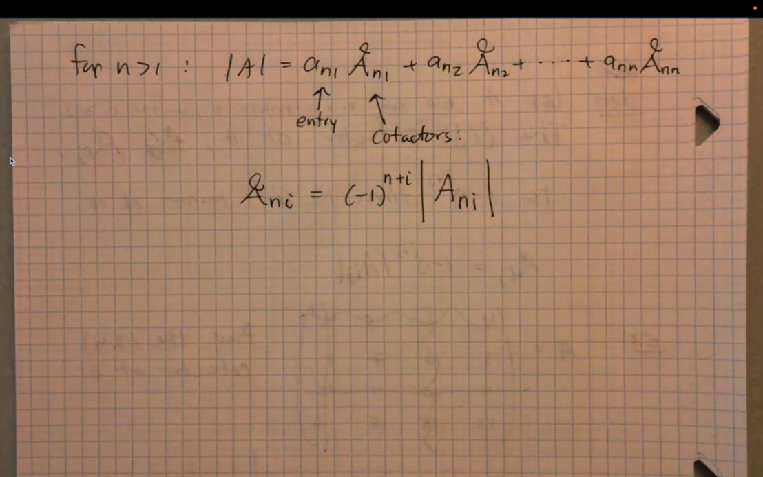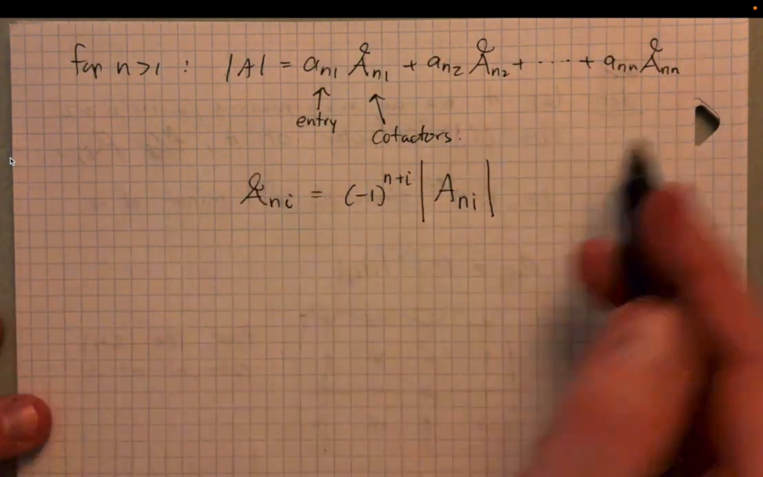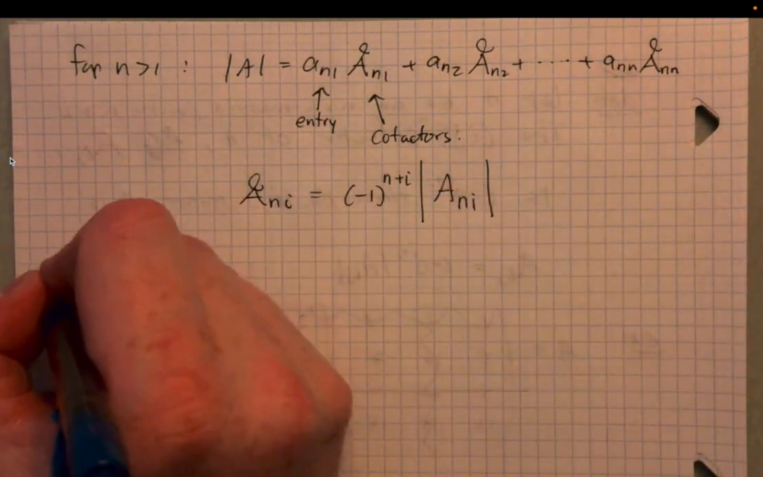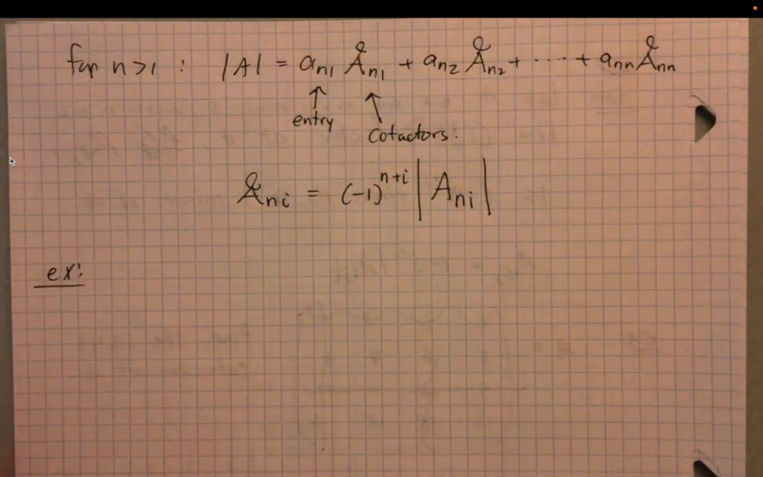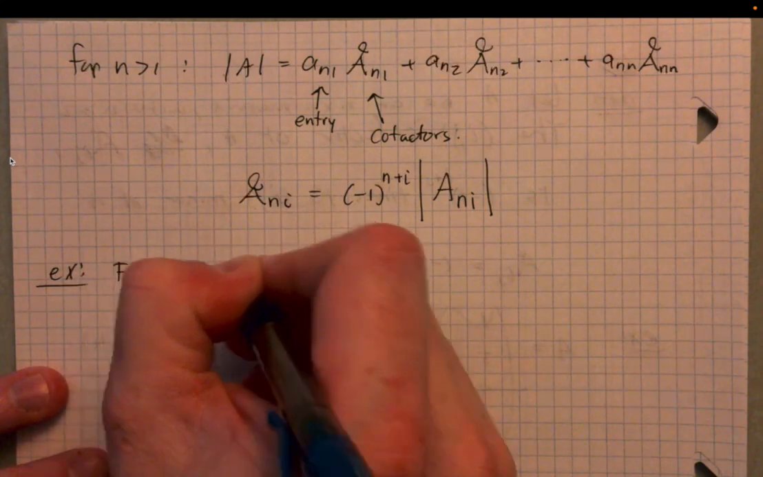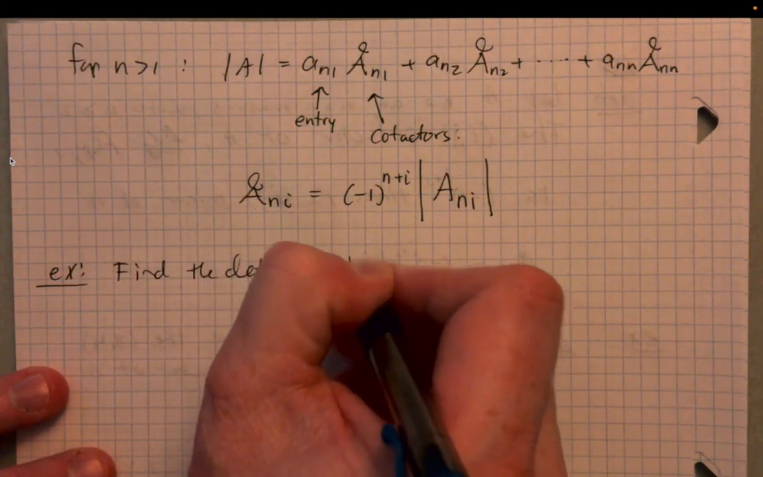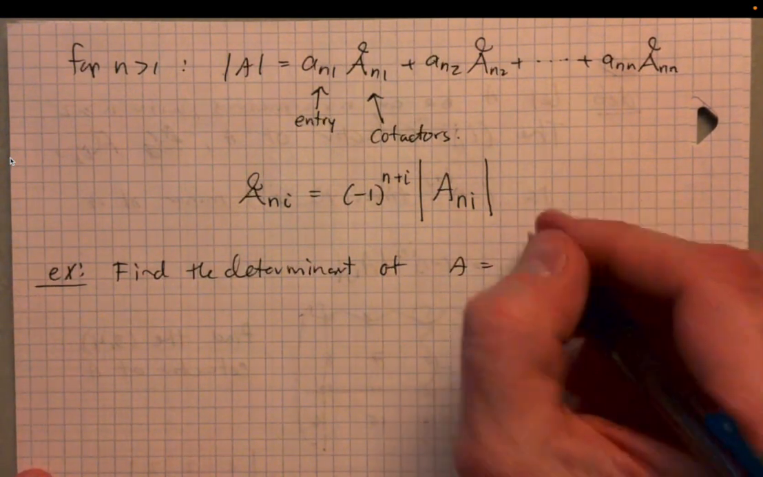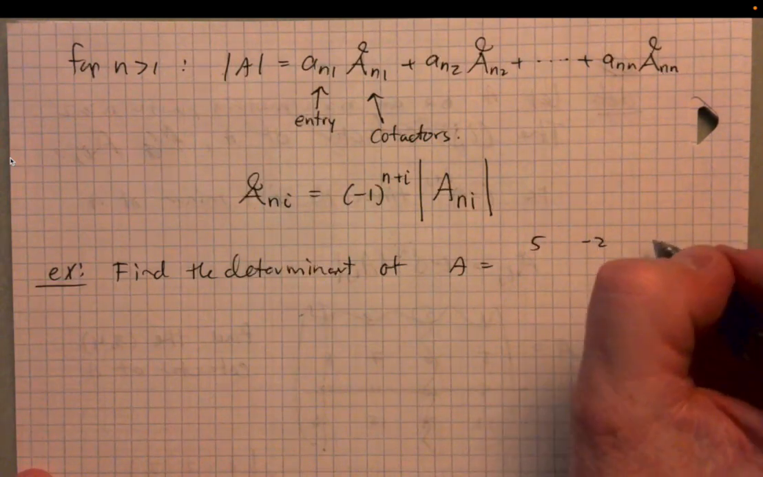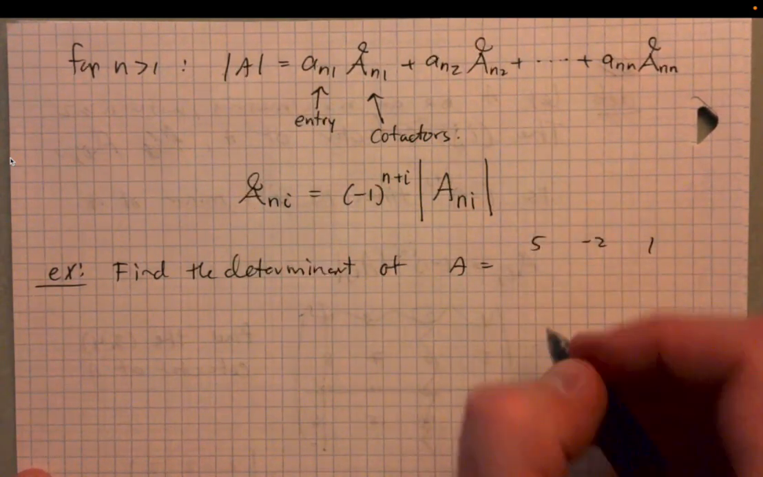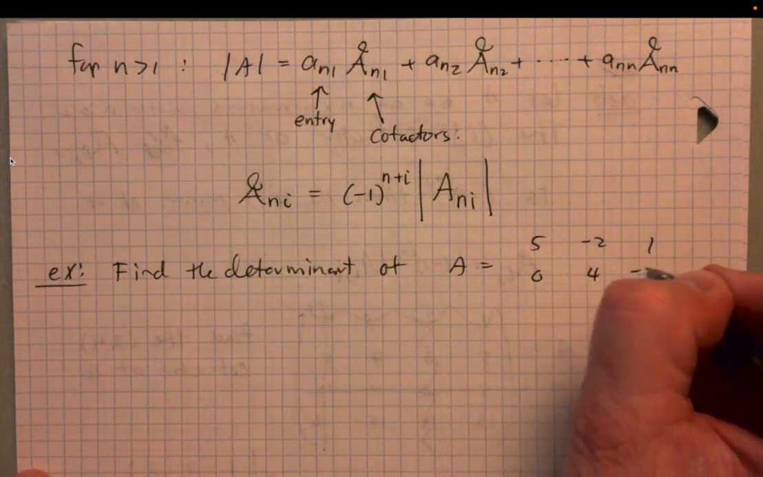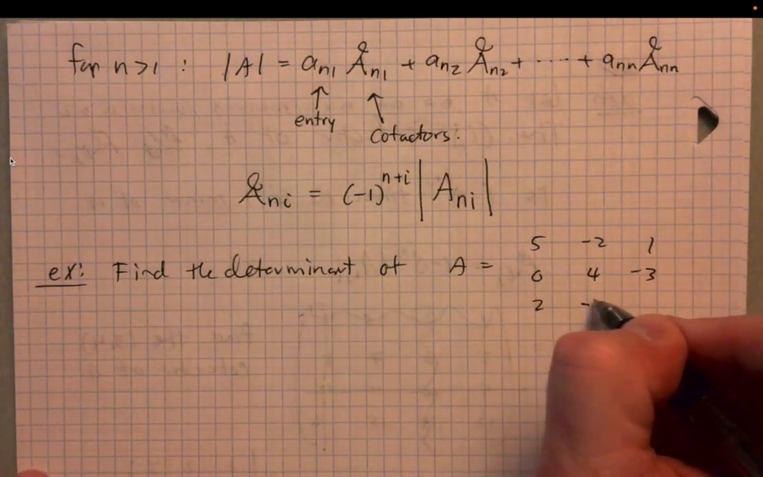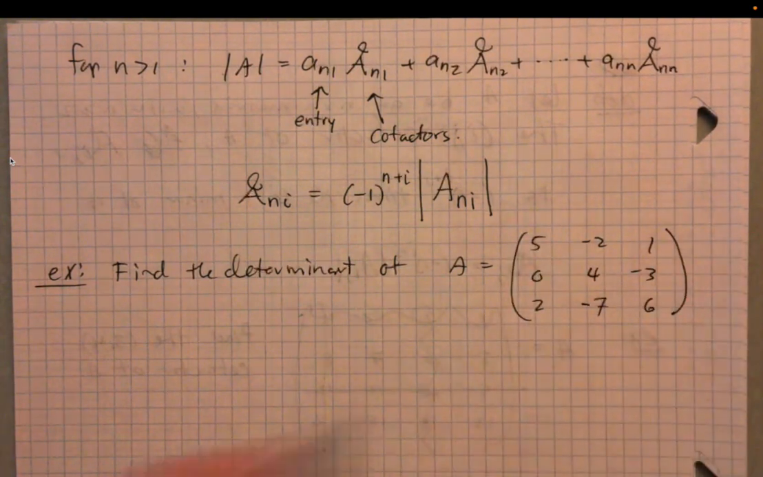Okay, right? All right, so let's do a concrete example here using this definition. So find the determinant of, and I'm just going to do a 3 by 3. We'll do a 4 by 4 today, but I want to start with this one, just a little smaller. So 5, -2, 1, 0, 4, -3, 2, -7, and 6. Okay, so this is our matrix A.